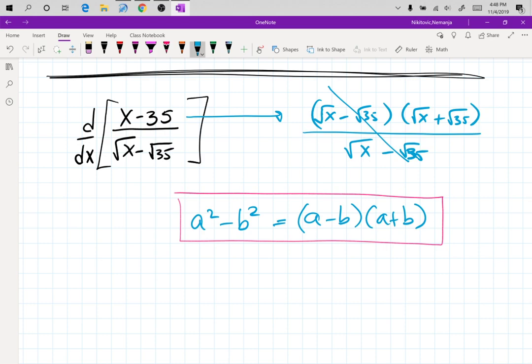Now you're just left with the derivative of root x plus root 35, which is 1 over 2 root x plus 0. Root 35 is a number, so the derivative of root 35 is just 0.